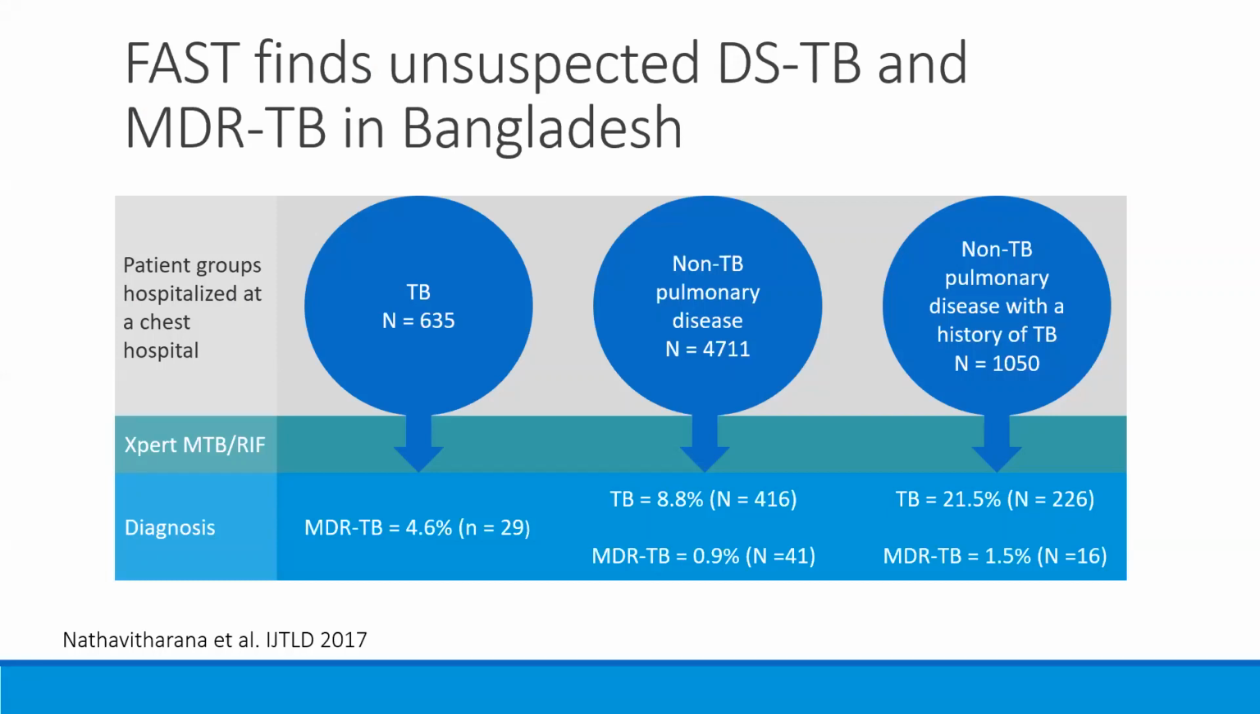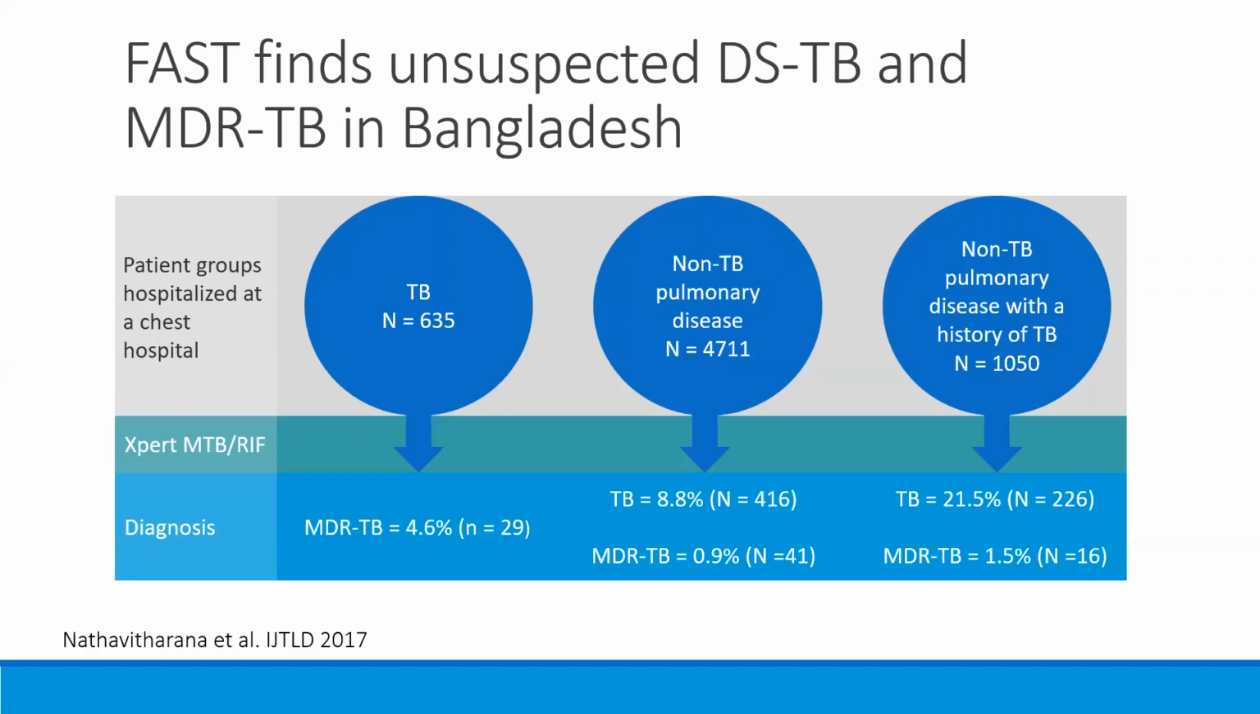There are three main categories of patients who are being seen at the hospital. Those with TB, coming in with either a diagnosis of TB or with clear symptoms of TB. Those with a chest disease other than TB, and then those who have a chest disease other than TB who also have a history of TB. So widespread FAST screening of all hospitalized patients was performed for about 1 year. And during this period, FAST detected drug-resistant TB in 4.6% of patients who were hospitalized with what was felt to be TB disease.